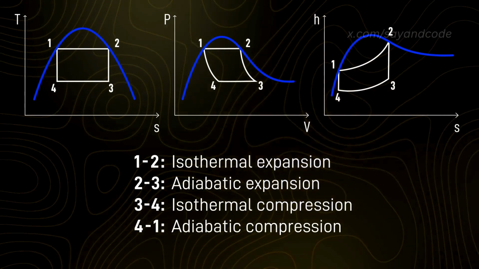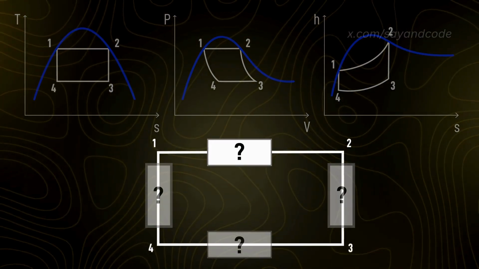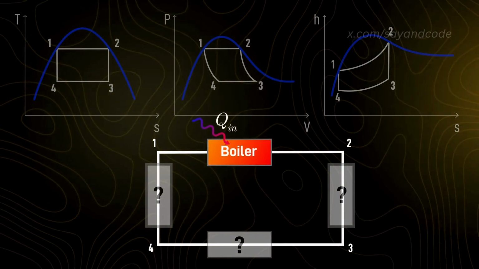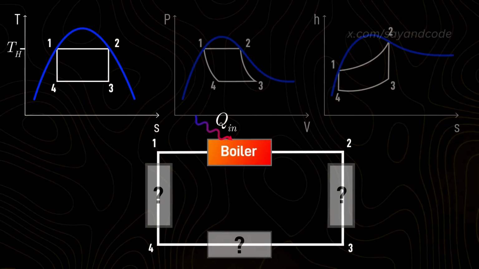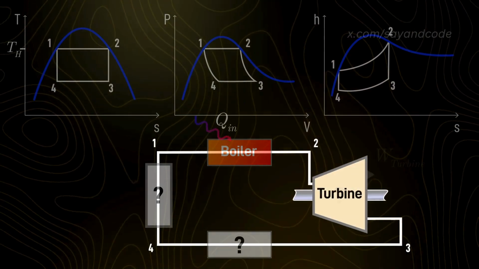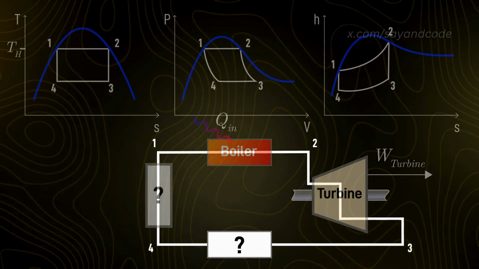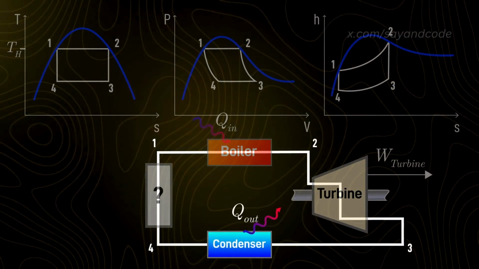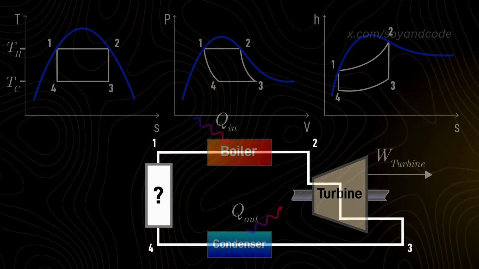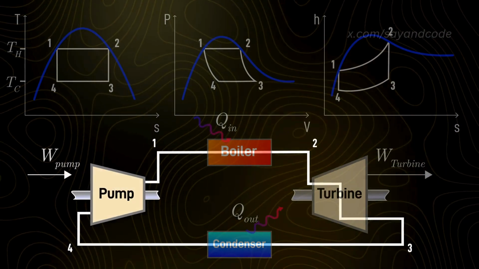For each of these 4 processes, there is a dedicated machine. For isothermal expansion from 1 to 2, we use a boiler, which provides heat input at a temperature of TH. For adiabatic expansion from 2 to 3, we use a turbine, which extracts work. For isothermal compression from 3 to 4, we use a condenser, which removes heat at a temperature of Tc. And for adiabatic compression from 4 to 1, we use a pump, or compressor, which takes in work.